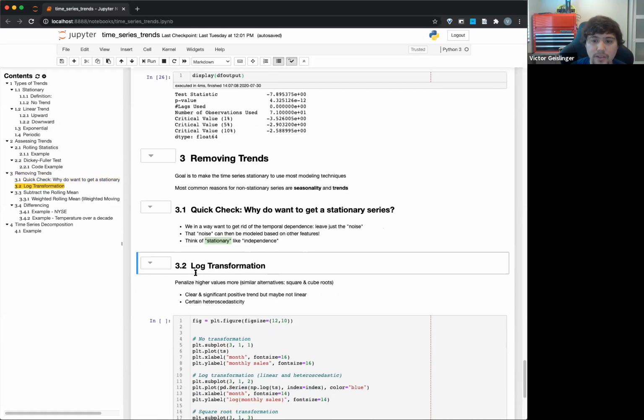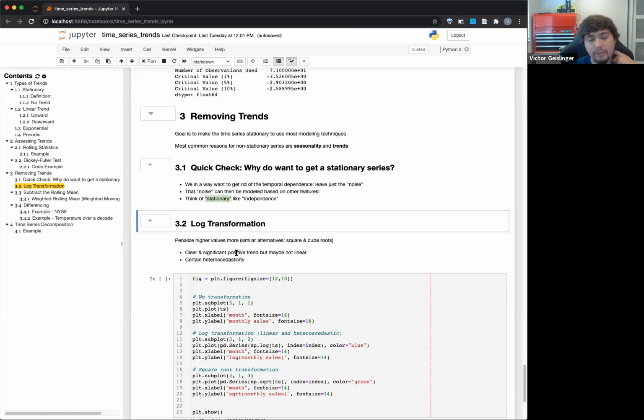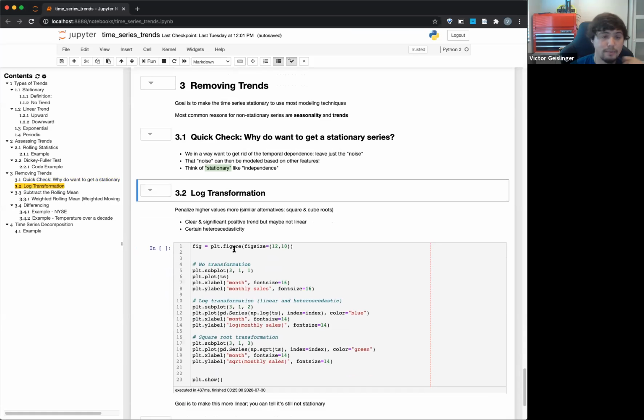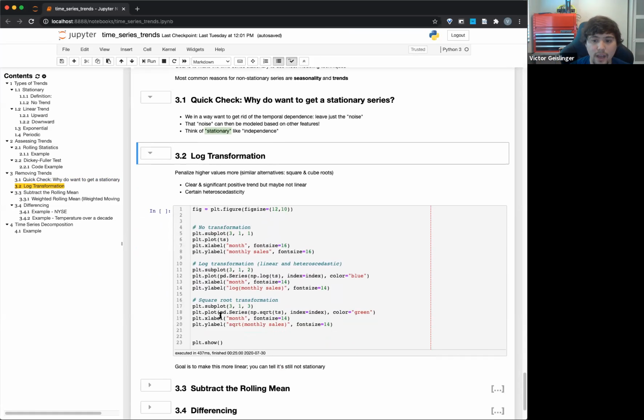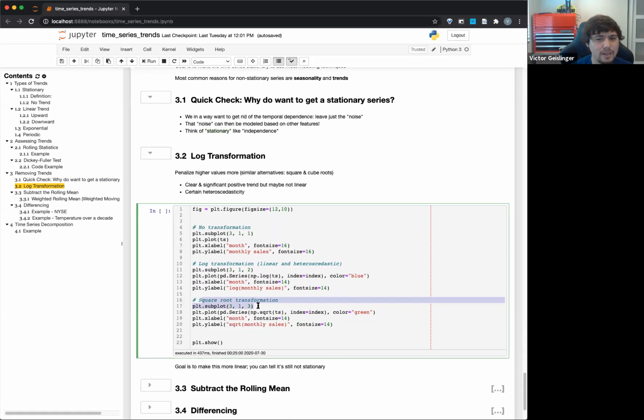All right. So one thing we can do is log transform. So log transform basically, as we talked about before, penalizes really high values, right? And it's very similar to square and cube roots. In fact, I think I show an example of using a square root transformation, which is kind of similar, just doesn't punish it as much. Log transformation is the one that punishes the highest values the most. I don't know if that makes sense, but we're just going to plot this out.